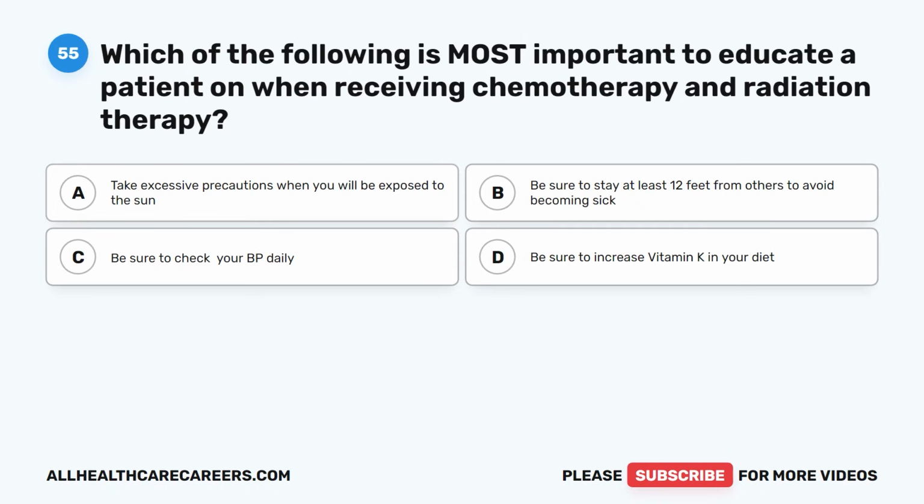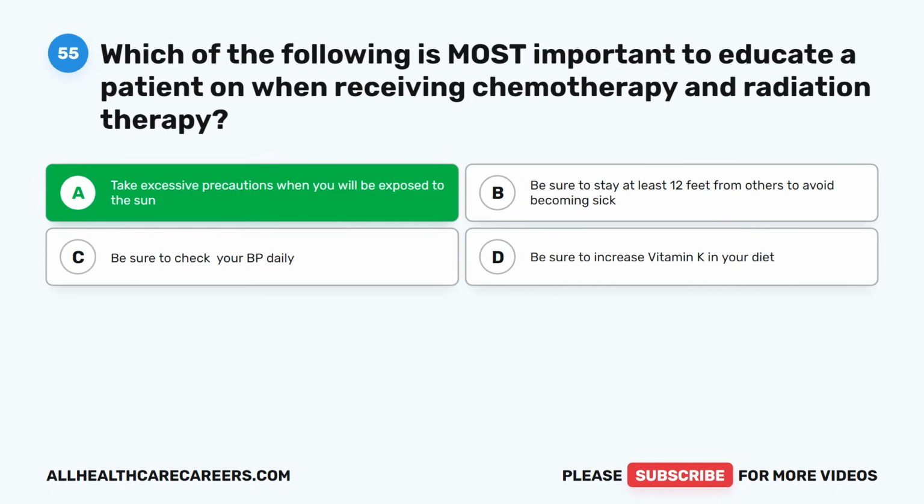Question 55. Which of the following is most important to educate a patient on when receiving chemotherapy and radiation therapy? A. Take excessive precautions when you will be exposed to the sun. B. Be sure to stay at least 12 feet from others to avoid becoming sick. C. Be sure to check your BP daily. D. Be sure to increase vitamin K in your diet.